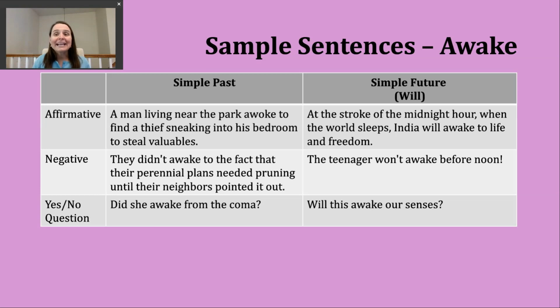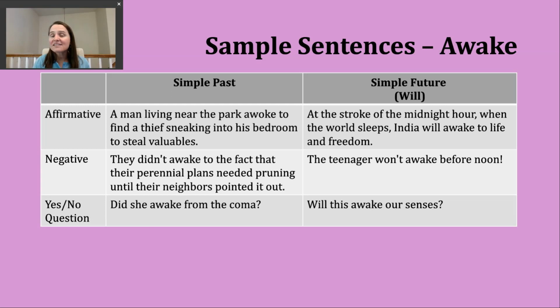Next, let's look at making a negative simple future sentence. Here, our structure is to start with our subject, then use will not, and then the base verb. You might also hear people use the contraction for will not. That's won't. So you can see that in my example here. The teenager won't awake before noon. Right? Maybe that's my prediction there.